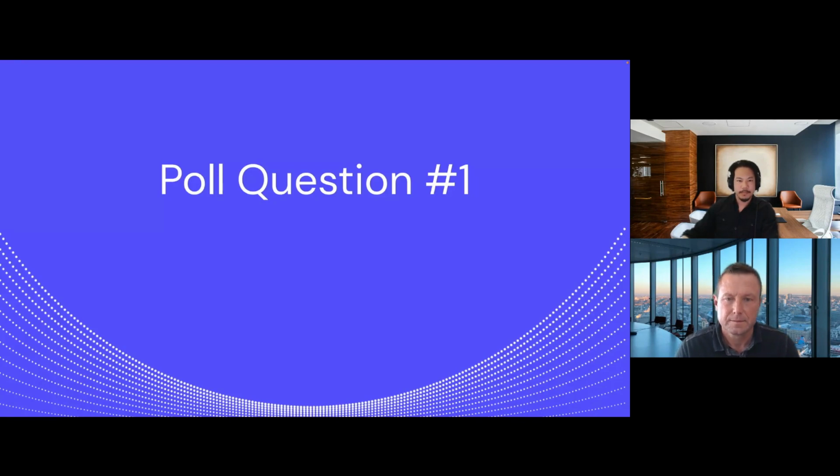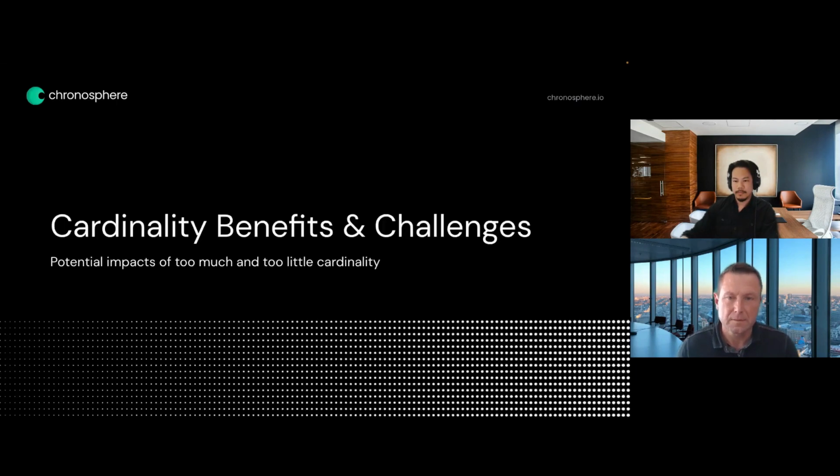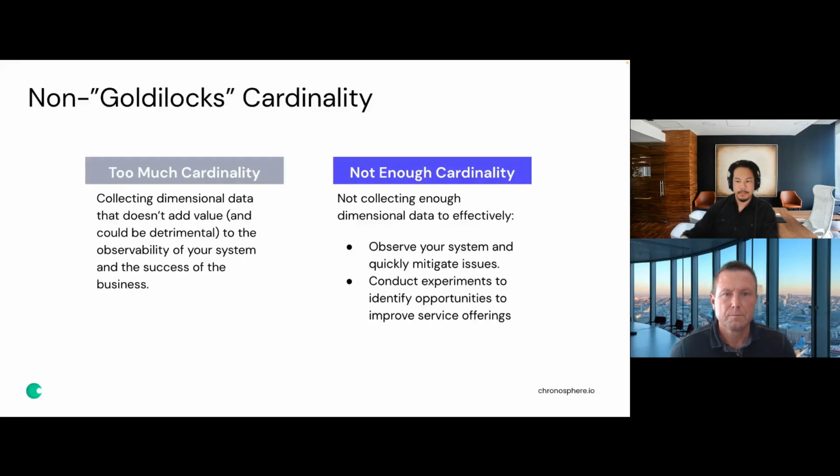Yeah, especially because from what we've seen working with customers that are further along the path, these are some of the challenges. So let's talk about some of the benefits and challenges of cardinality. First, we want to talk about the Goldilocks, non-Goldilocks cardinality, right? So everybody wants high cardinality, right? But what is that? There could be too much, too little, right? It's based on each organization, right? So let's talk through this.